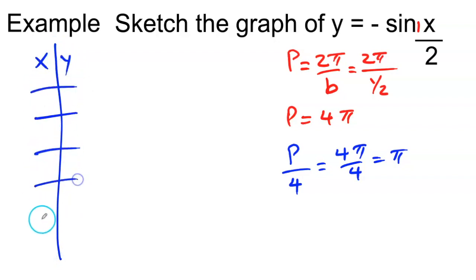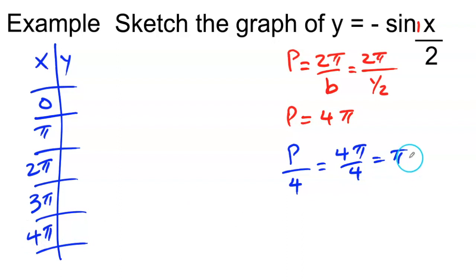Let's do that. 1, 2, 3, 4, and 5. First one is 0. Next increment is pi. Plus another pi gives you 2 pi, plus another pi gives you 3 pi, plus another pi gives you 4 pi. Remember, each increment you add pi. 1, 2, 3, 4, 5. Those are the 5 critical points. You go back and you plug it back in.